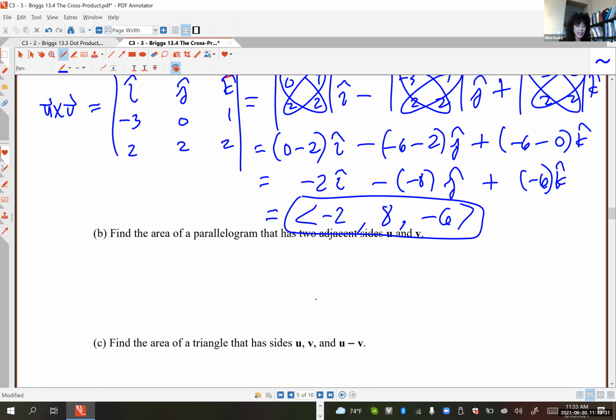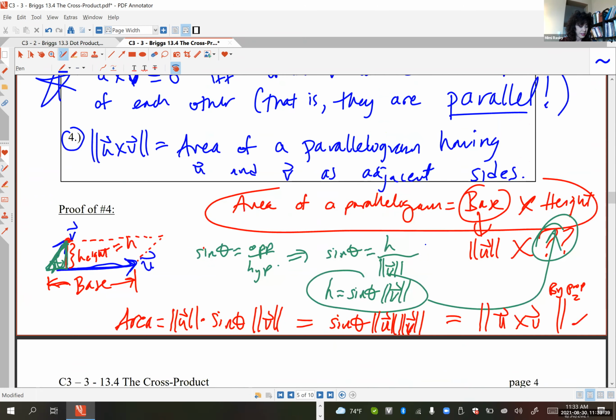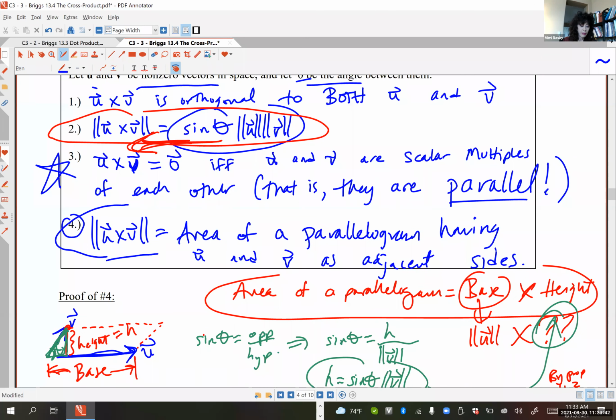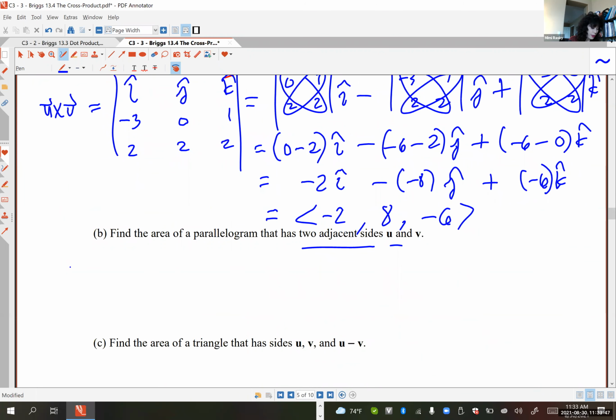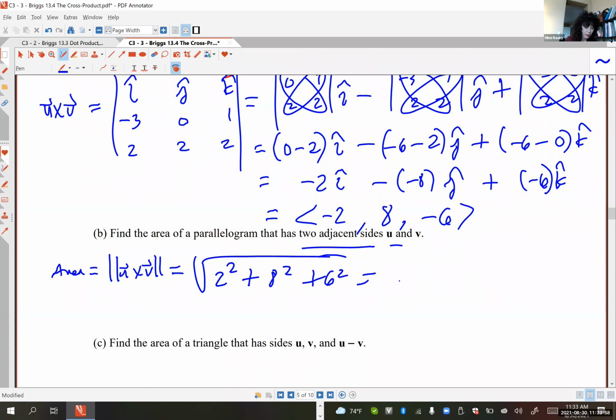Now, letter B: find the area of the parallelogram with two adjacent sides U and V. Well, wait a minute, didn't that last property say that the area of a parallelogram is just the magnitude of the cross product? Sure. So we get the magnitude, and we already got the answer from letter A. Square root of 2 squared plus 8 squared plus 6 squared. What's 4 plus 64 plus 36? Square root of 104. That's the answer, but I'll take away 1 point just because I want a little extra cleanup.